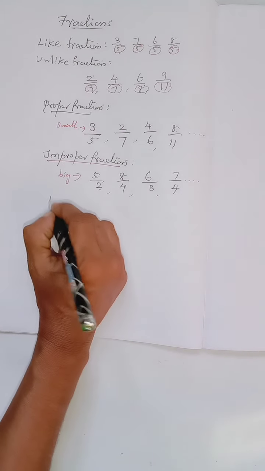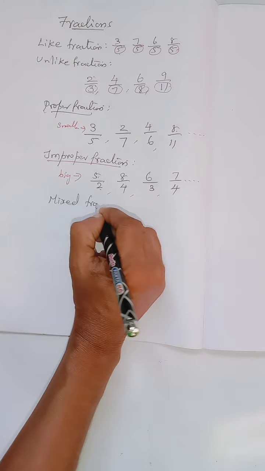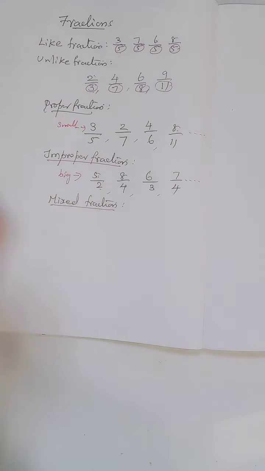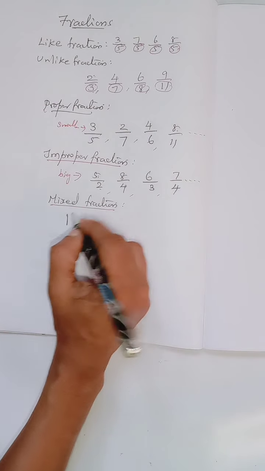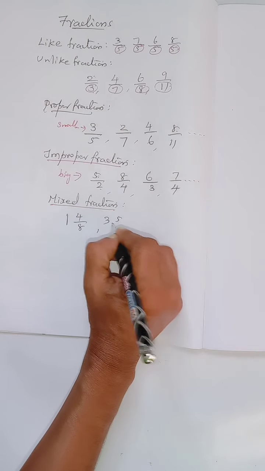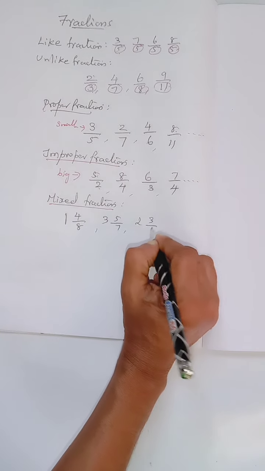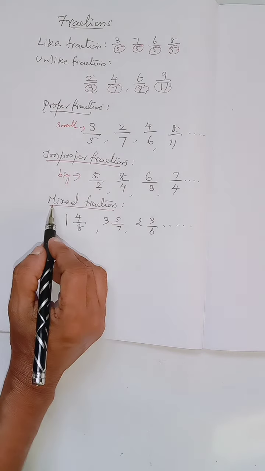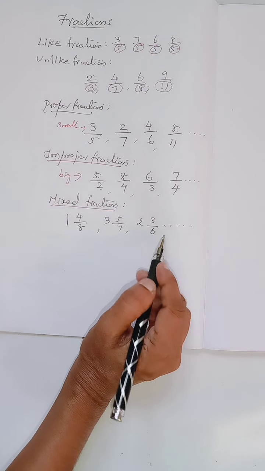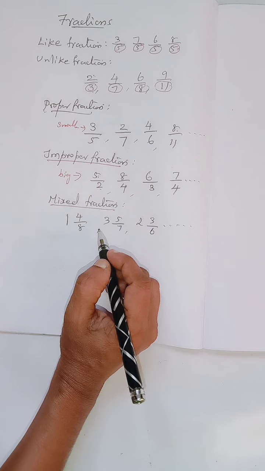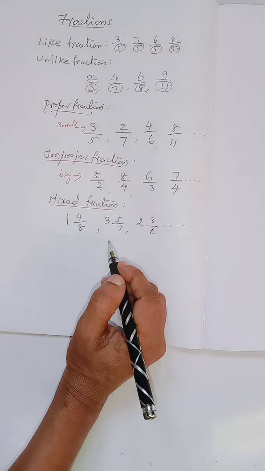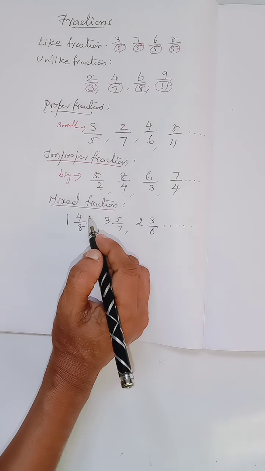Okay, then what is meant by mixed fraction? Have you heard about mixed fraction? A mixed fraction consists of a whole number, a natural number, with a proper fraction. For example, 4 by 8, or 3 and 5 by 7, 2 and 3 by 6, like this. So a mixed fraction consists of a natural number with a proper fraction. Okay, now you understood, I think so. Clear? Now we have seen the types of fractions. Next, I'm going to tell you how you have to convert them.